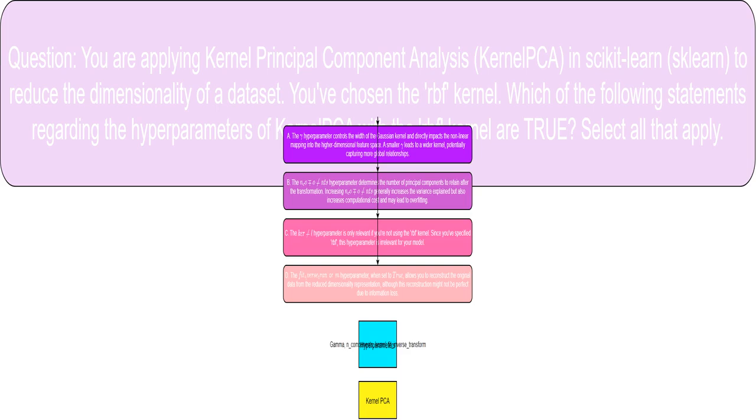The gamma hyperparameter within the RBF kernel directly controls the influence of each data point. A smaller gamma leads to a wider kernel, meaning each point's influence extends further, capturing broader trends. A larger gamma focuses the influence locally, picking up more detail but potentially missing the big picture. It's like adjusting the zoom level of a camera.